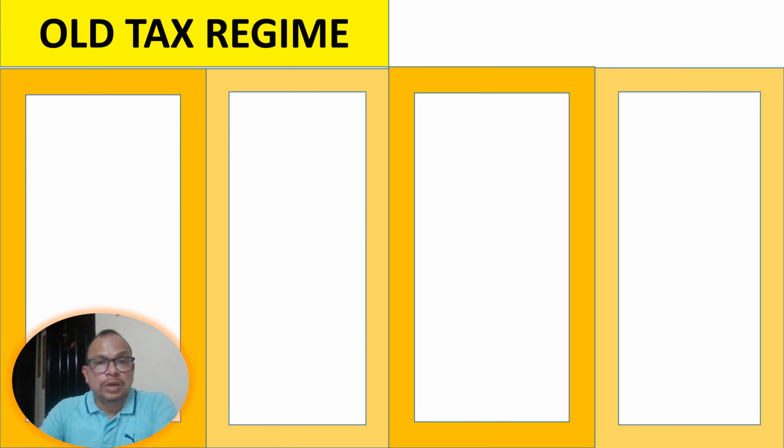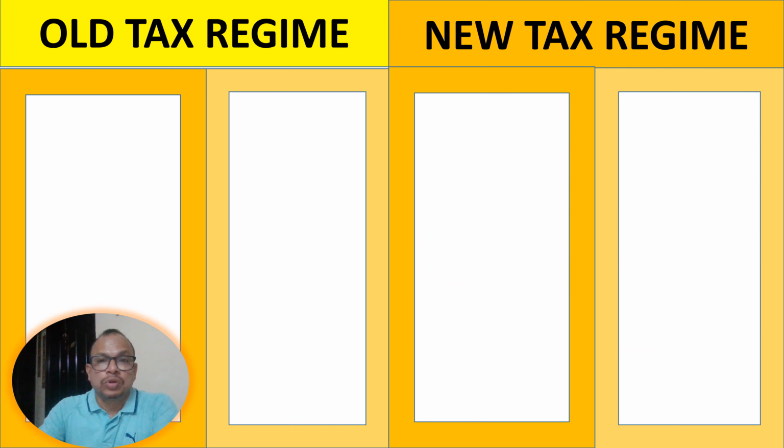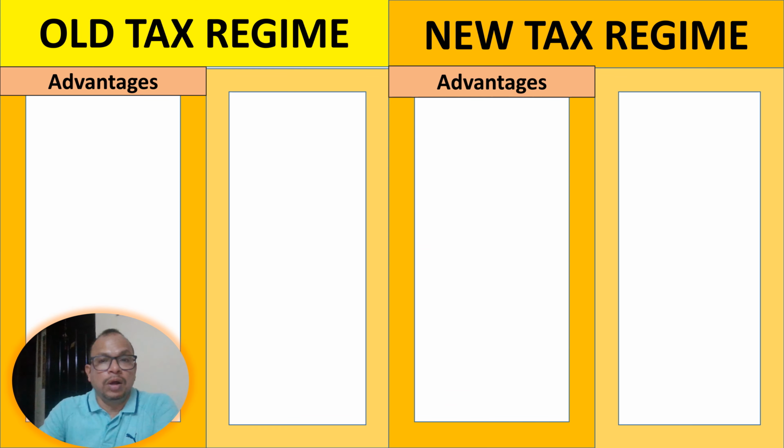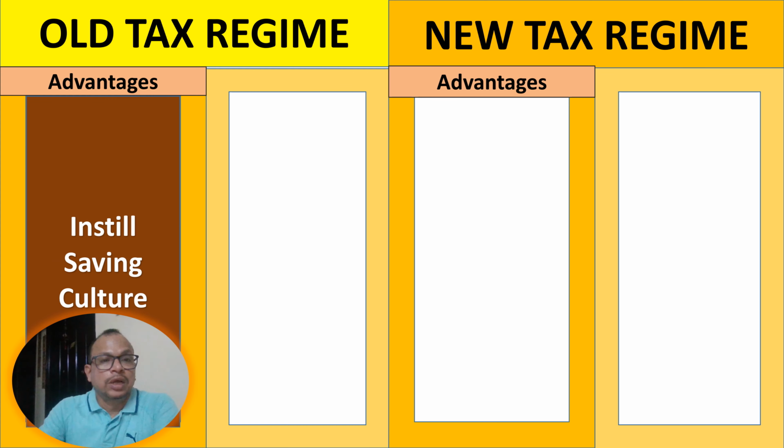So now we'll see the difference between the old tax regime and the new tax regime, what the difference is, and what the merits and demerits are under both. What are the advantages under the old tax regime? It instills a saving culture because it is a compulsion. For the taxpayer to avail any benefit under the old tax regime, they have to invest, and it will be in investment options, but it is under compulsion, and definitely it will instill a saving culture.